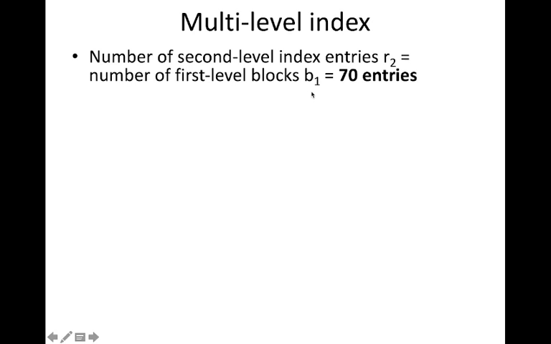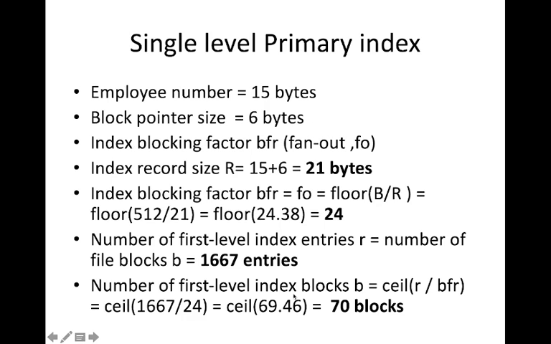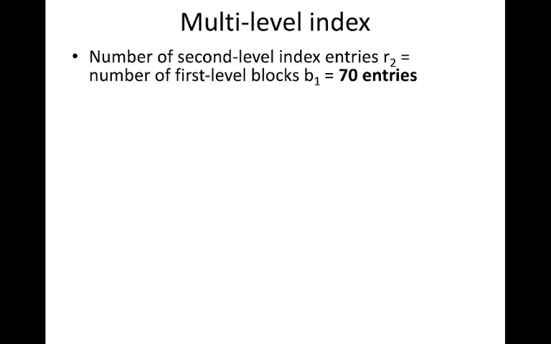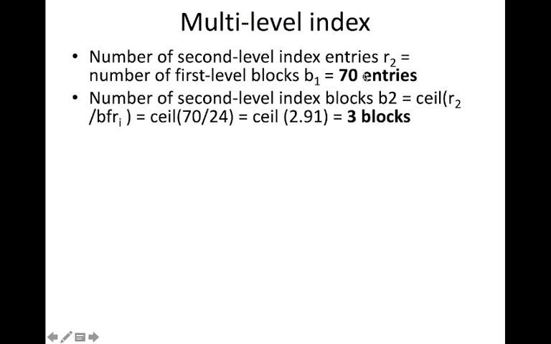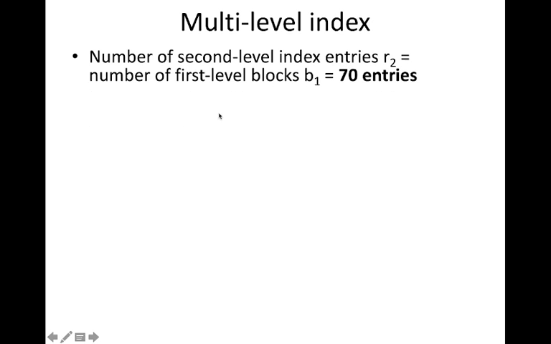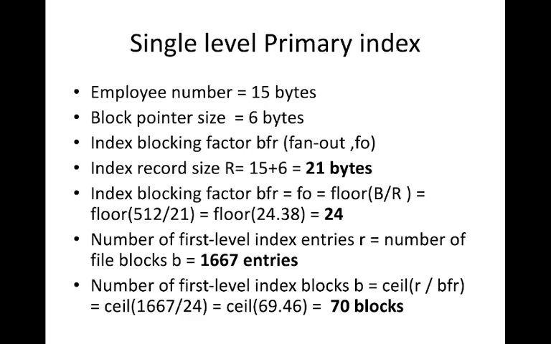It is equal to the number of first level blocks. We have already calculated that in the previous question, 70 blocks. Now we are going to create an index for these 70 blocks, so we have 70 entries. Now we have to calculate the second level. We are going to create indexing for the 70 entries. So B2 is equal to ceil of R2 by BFR. We get 70 by 24. The 24 we have already calculated, so we take this 24.